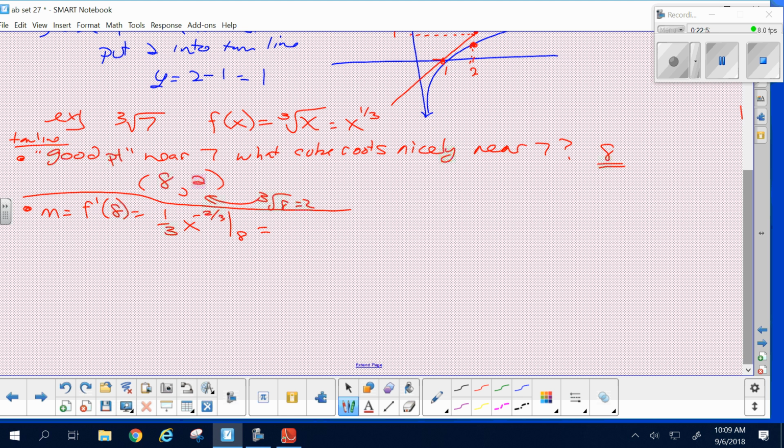Some solid algebra skills. Exponent of negative 2/3 in your derivative is kind of gross, right? So take it piece by piece. The negative means denominator, the third means cube root, and the 2 means a square. So what's your slope? 1/12, exactly. 1/12.